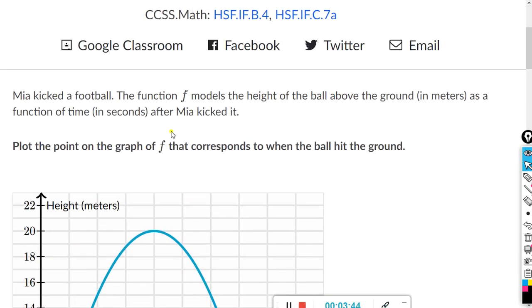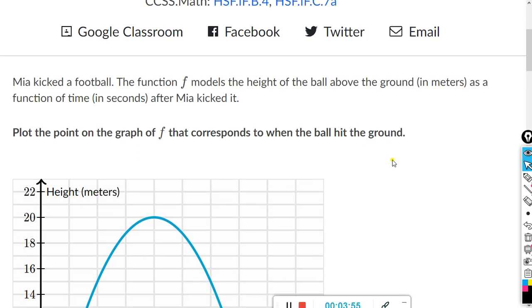Okay, Mia kicked a football. The function models the height of the ball above the ground as a function of time after Mia kicked it. Plot the point on the graph that corresponds to when the ball hit the ground.